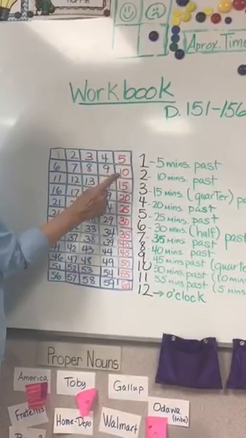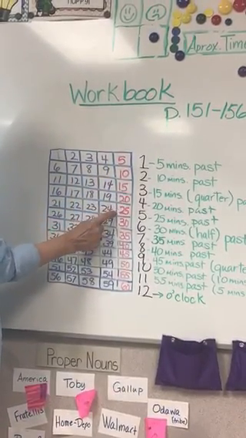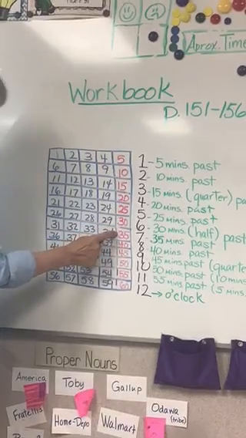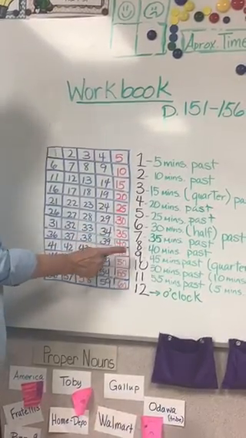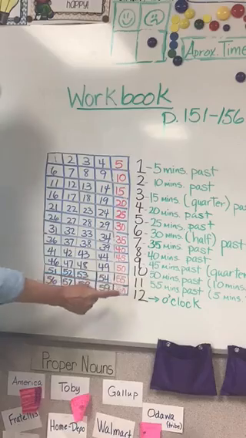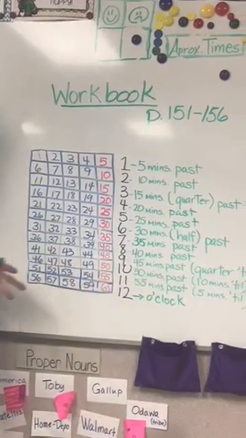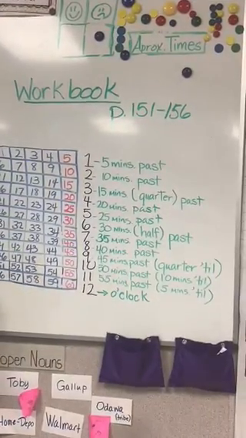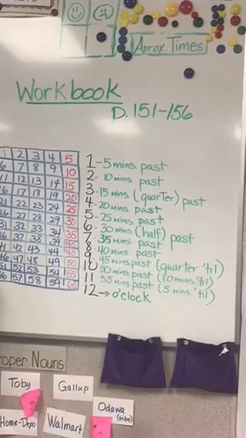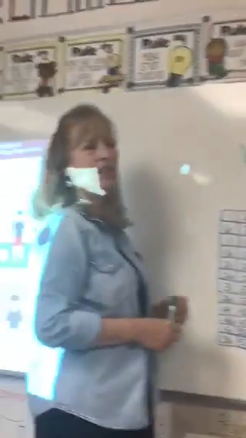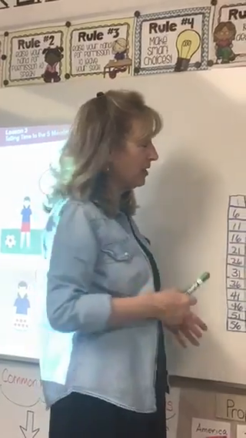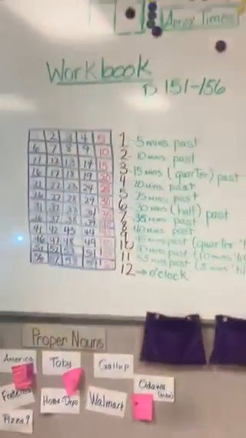5, 10, 15, 20, 25, 30, 35, 40, 45, 50, 55, 60. See how it kind of has a rhythm to it? I like counting by 5s. When I learned how to count by 5s, you couldn't stop me because I just love counting by 5s. Okay, now here's the tricky part.